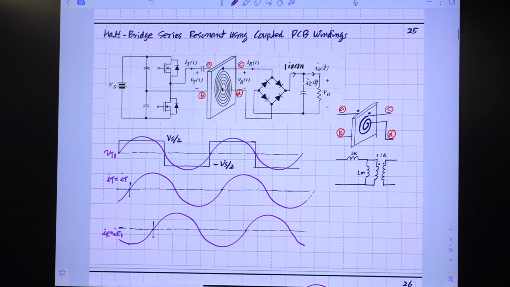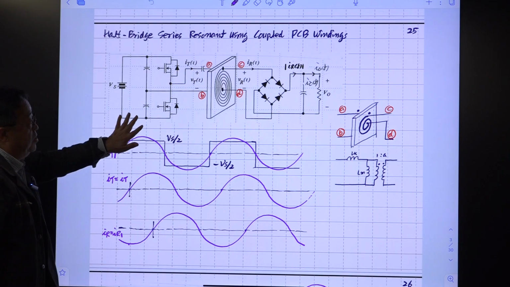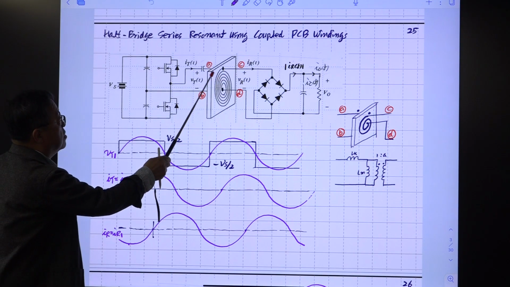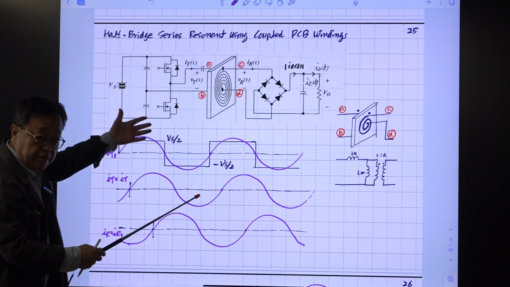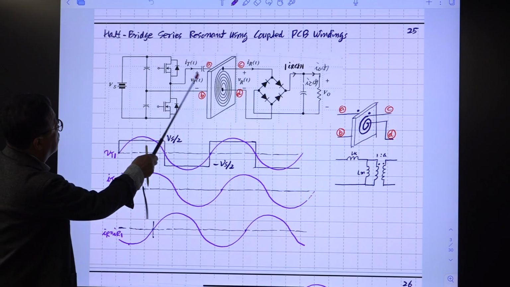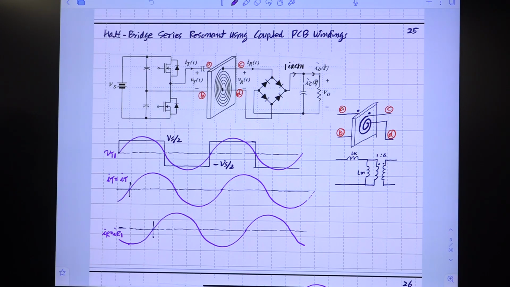This is a simplified schematic diagram of the converter. It looks like this. This is the spiral winding built on the double-sided PCB. This is one spiral winding, and the other spiral winding is on the other side of this double-sided PCB. And we have only one capacitor in the tank circuit, and we are using the leakage inductance and the magnetizing inductance of this.